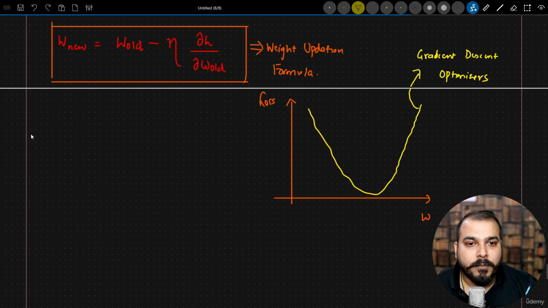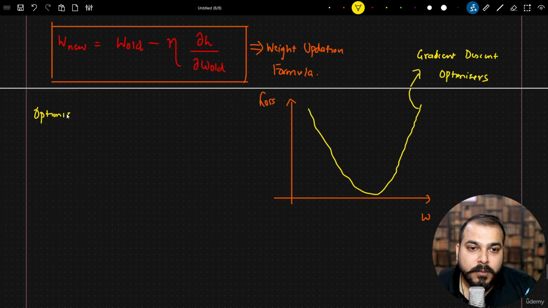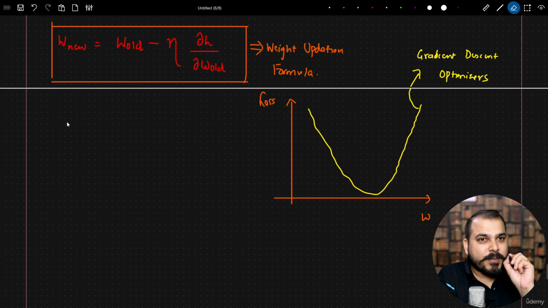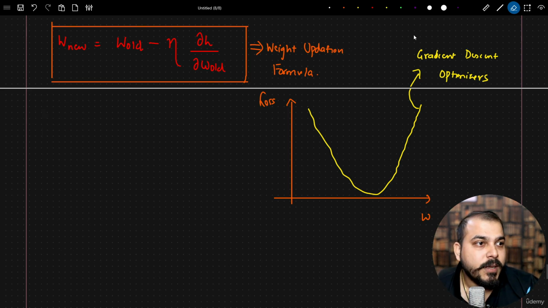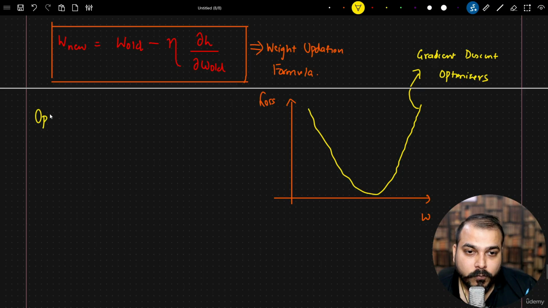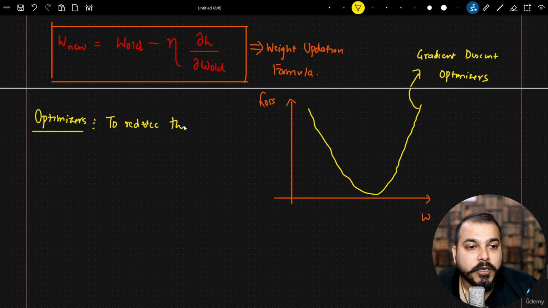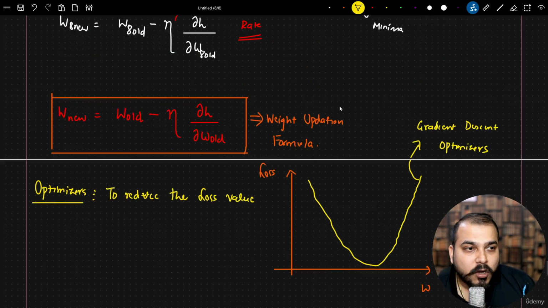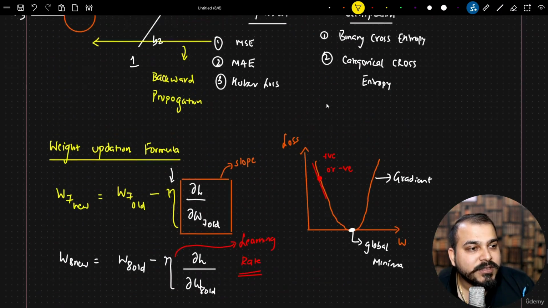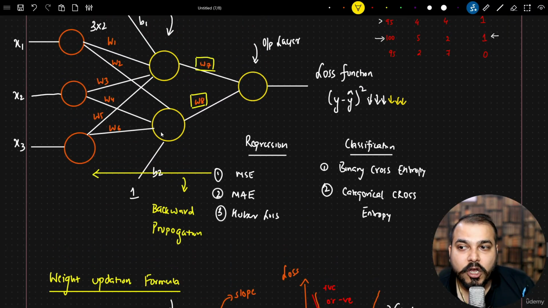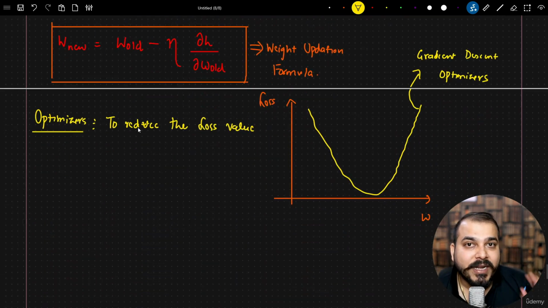The optimizer's role, again let me repeat it, what is the optimizer's role? I'm going to write each and everything, so just be patient and try to understand these things. The optimizer's role is to reduce the loss value. Super important. That is our main aim, and we will be able to reduce this loss value only by updating these weights, because in the backward propagation we are updating all these weights. Now let's see how the weight updation will happen.